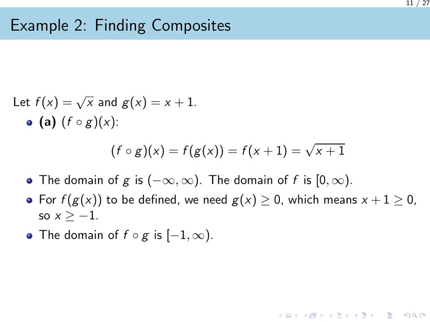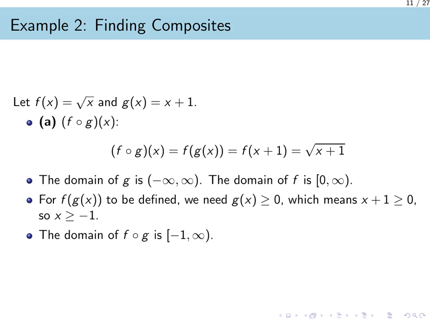Now, to find the domain, we must ensure that the output of the inner function is a valid input for the outer function. The function g accepts any real number, but its output, x plus 1, must be a valid input for the square root function f. This means the quantity x plus 1 must be greater than or equal to 0. Solving this simple inequality shows that x must be greater than or equal to -1.